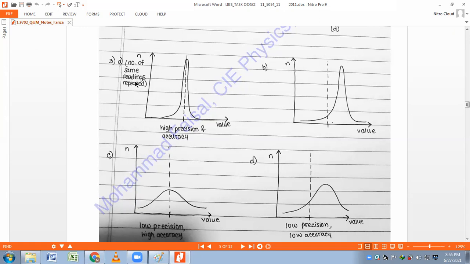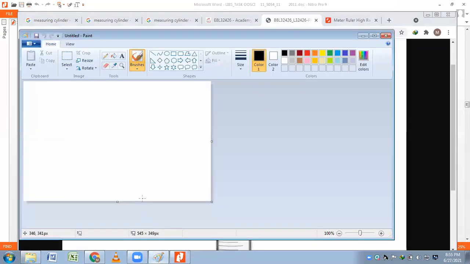Now, let me elaborate this in a certain way. So I'll try to draw it in MS Paint. Let's say I don't have a write pad, so I'm going to draw with the mouse. Let's say you have a lot of different values. Let's say you are measuring a certain quantity, let's say 100 times.